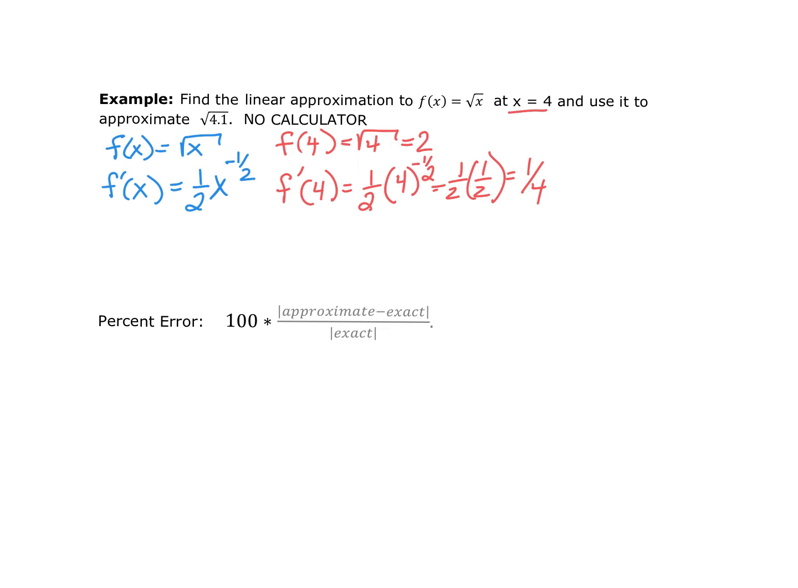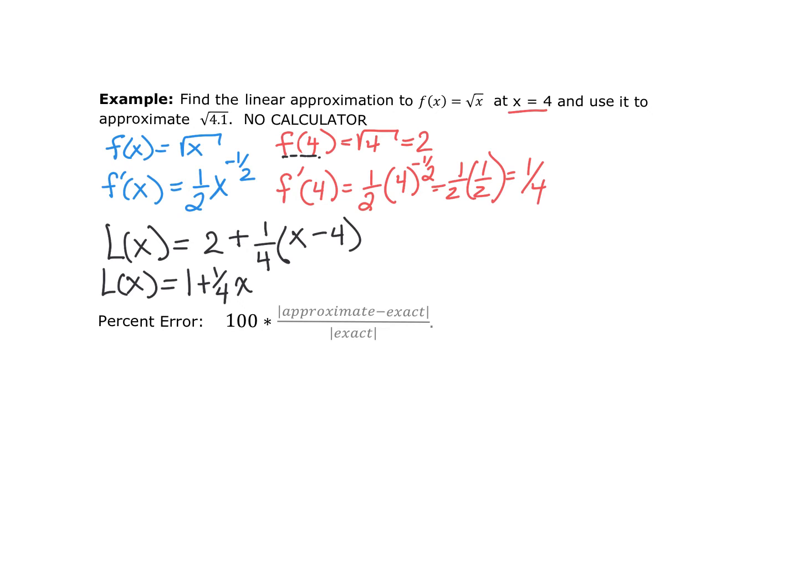All right, so let's find this linear approximation. L of x is going to be f of a, so 2, plus the derivative at 4, which is 1/4, times x minus 4. If we simplify that, distribute and collect like terms, we're going to get L of x is 1 plus 1/4 x.